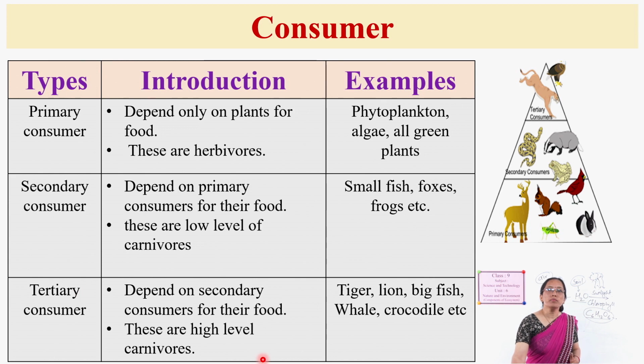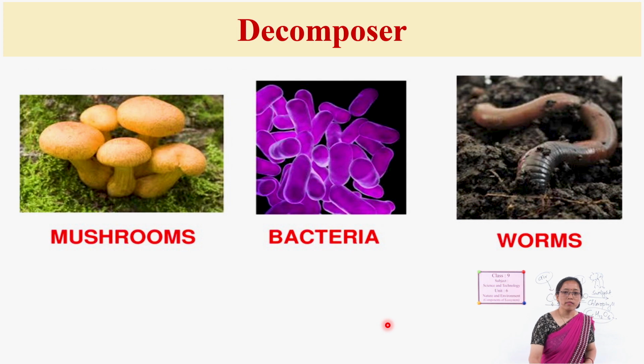And tertiary consumers are those which feed on the secondary consumers. Those that depend directly on the secondary consumers are called tertiary consumers. These are the high-level consumers, or carnivores. These are also flesh-eating animals. For example, tiger, lion, big fishes, whale, crocodile, etc.